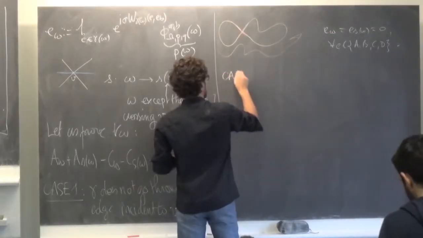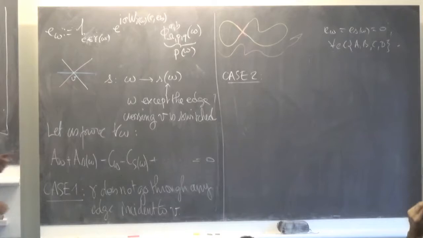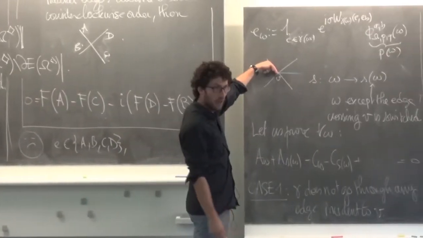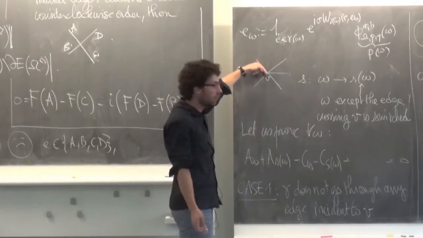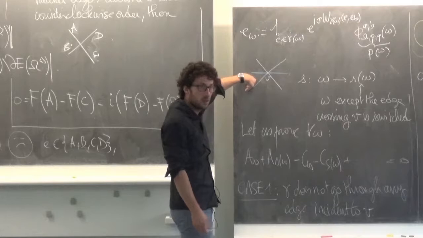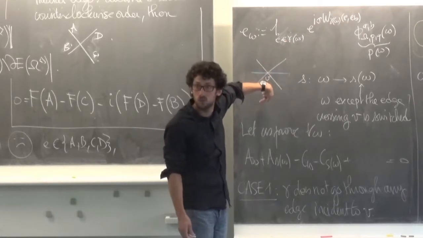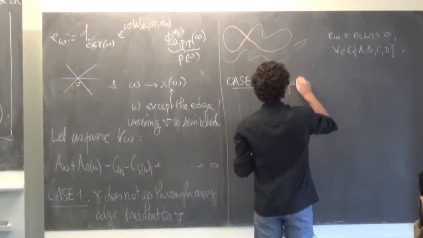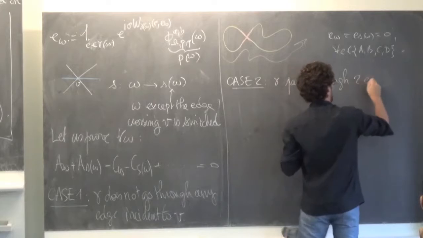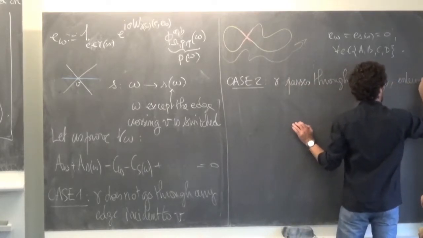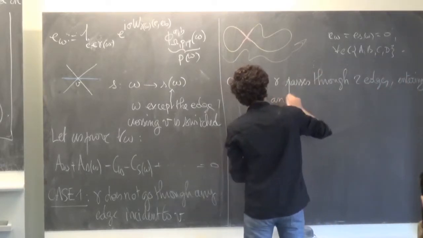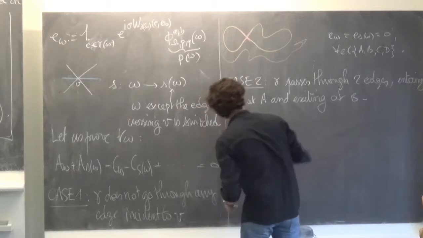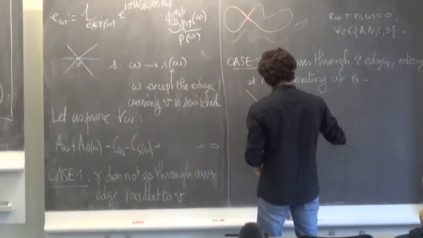And therefore, case 2 is that it visits, say, in omega, the exploration path visits 2 edges. And without loss of generality, let's assume it enters through A. And then, if it enters through A, the orientation of the path is such that it has to exit through B or through D. Let's assume it goes through B, sorry. So gamma passes through 2 edges, entering at A, say, and exiting at B. So we are like that. This is the exploration path, and here we have a loop.